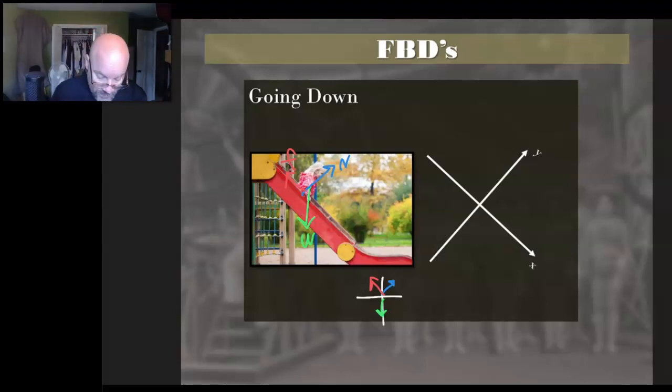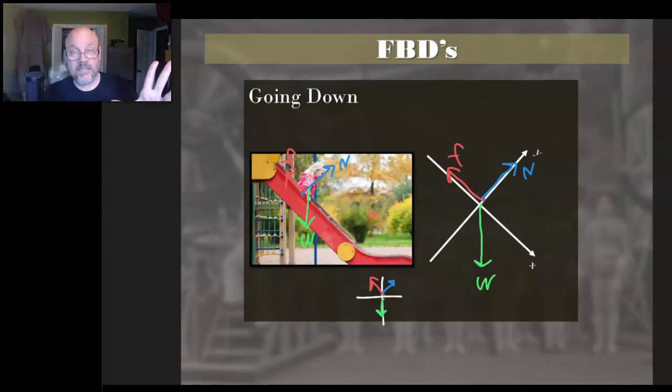Now, if we do that and we draw in our weight, it's here, which might seem a little bit odd, but look what happens with our other forces. Here's my normal force, and it's entirely in the direction of Y. And then here's my friction, and it's entirely in the direction of X. Just like that. So the only components I have to worry about is my weight.